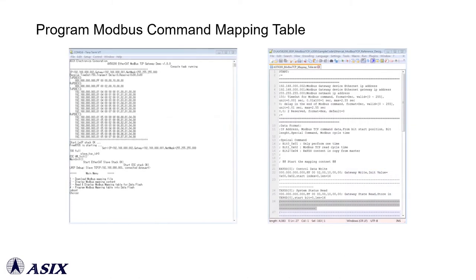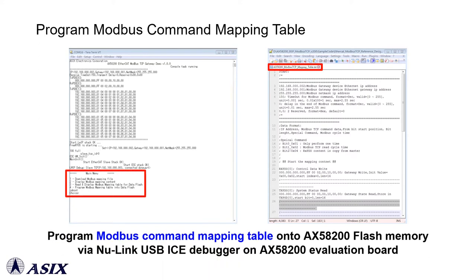The third demonstration will show you how to program Modbus command mapping table onto AX58200 flash memory via new link USB ICE debugger on AX58200 evaluation board. Please see below demonstration.